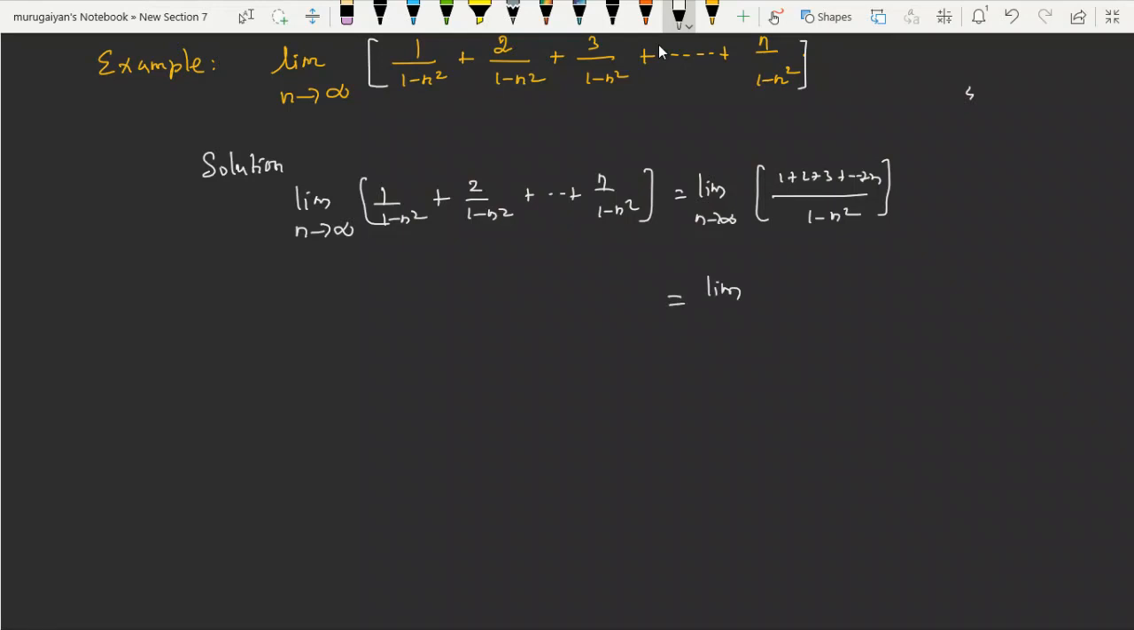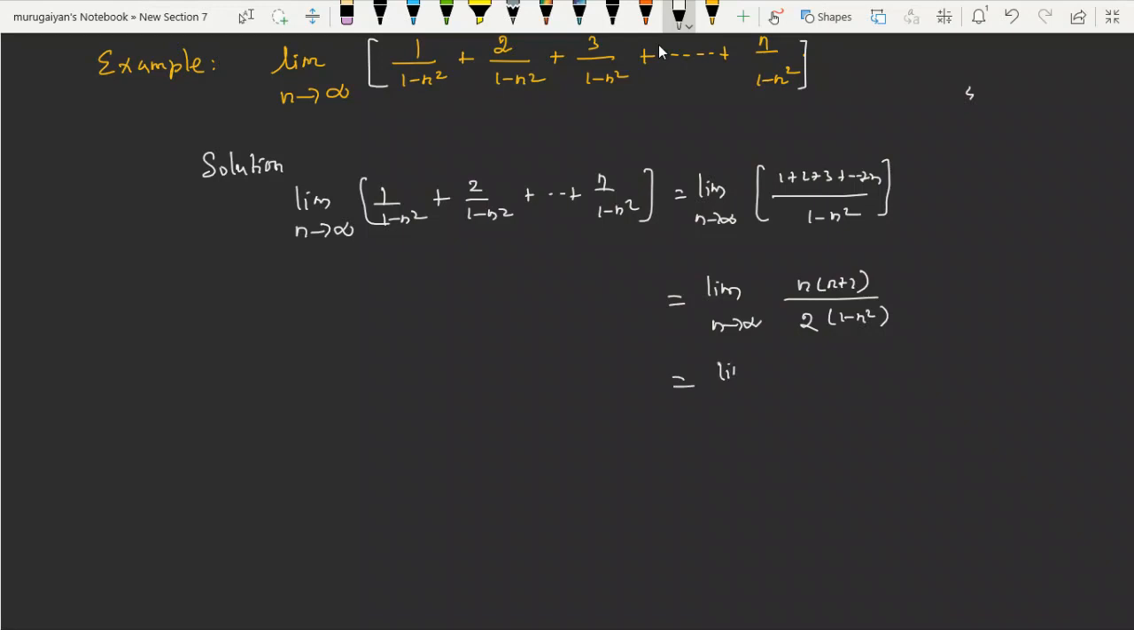We are very much familiar with special sequences. So 1 plus 2 plus 3 up to n, summation n, is n into (n plus 1) by 2. So n(n plus 1) by 2 into (1 minus n square). Correct? This is also a limit at infinity type.